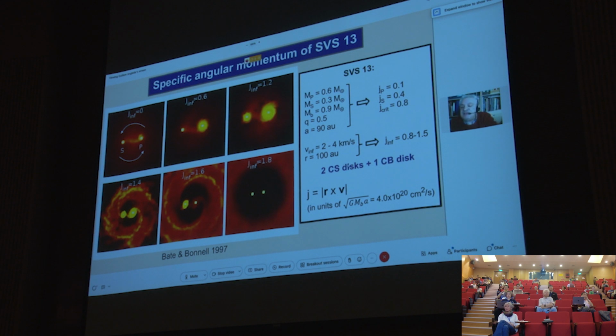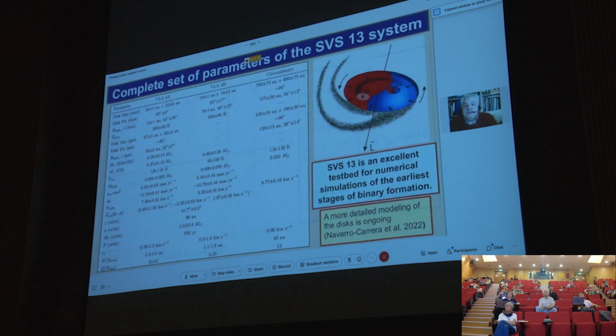We see that our data is of this order, and so we expect that, as observed, two circumstellar disks and one circumbinary disk are formed. Here I show a gallery of systems that have been observed with similar detail, and this is the full list of physical parameters we have obtained from the masses, the speed of sound, and other parameters. And I think SES-13 is an excellent test bed for numerical simulation of the earliest stages of binary formation.